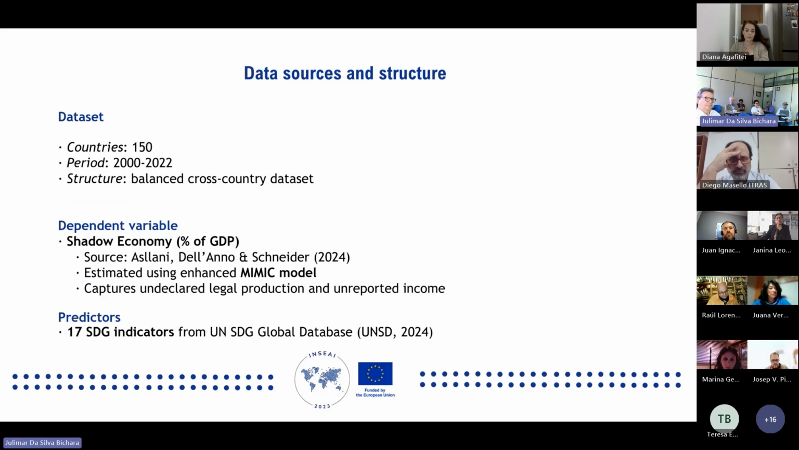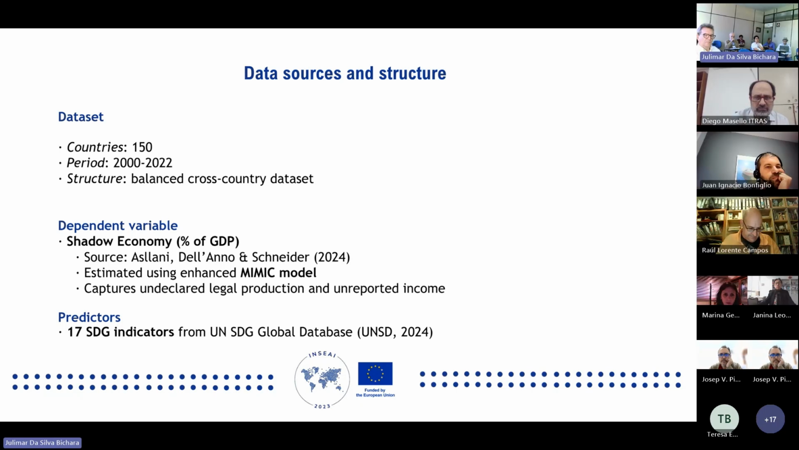Okay. In terms of data and the structure, we have used a data set comprising 150 countries. So it's a worldwide data set. It's a balanced panel, cross-country data set. In terms of dependent variable, we have the shadow economy expressed as a percentage of the GDP that was sourced from the latest paper of Professor Blano that estimates the size of the shadow economy. The estimation was based on the MIMIC model. And the variable captures the undeclared legal production and unreported income.